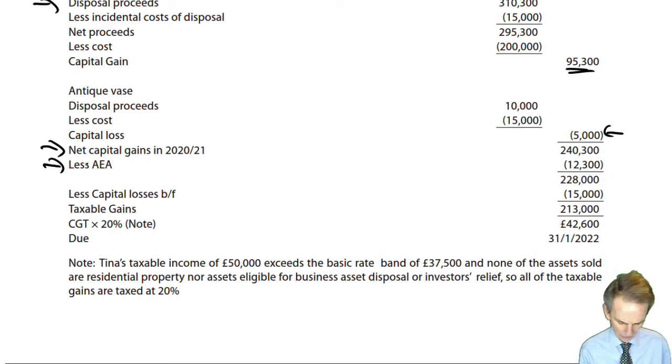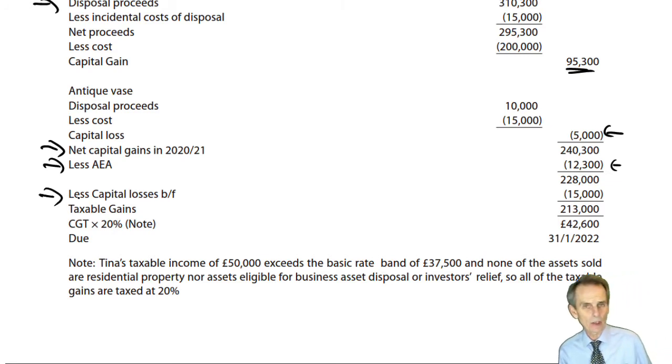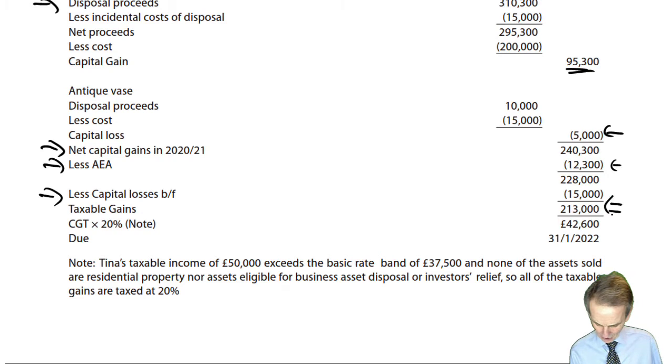We must take away, of course, our AEA first of all. That's our £12,300 for the 2021 tax year. And then, as we have been given information about it, there are some brought forward capital losses there that are dwarfed by the extent of the now net gain for the year, and on that basis are fully absorbed, giving us again a huge figure of taxable gains of some £213,000.